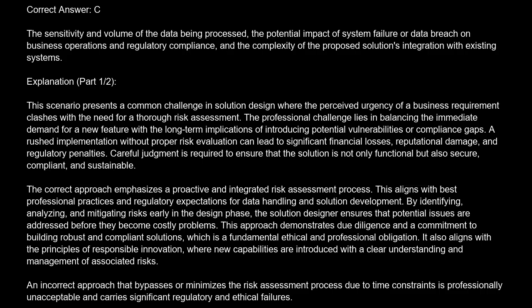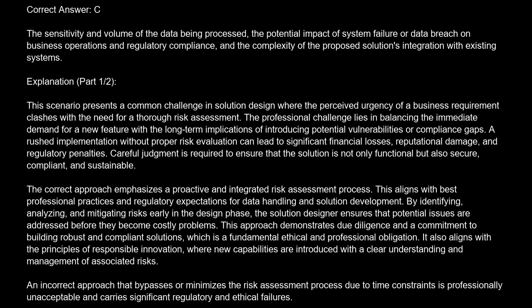The correct approach emphasizes a proactive and integrated risk assessment process. This aligns with best professional practices and regulatory expectations for data handling and solution development. By identifying, analyzing, and mitigating risks early in the design phase, the solution designer ensures that potential issues are addressed before they become costly problems.